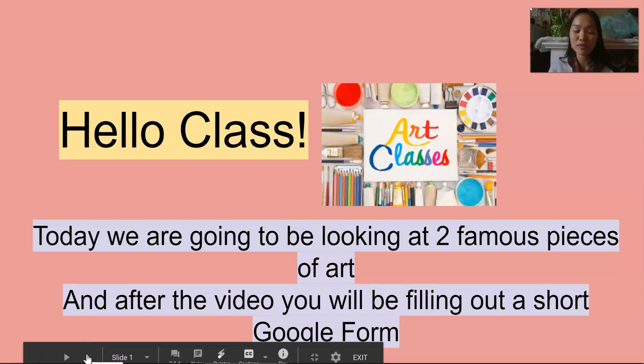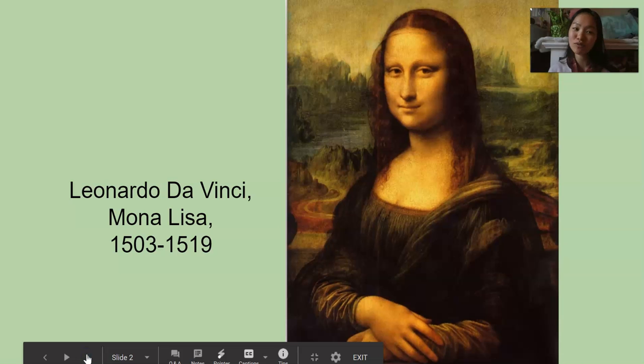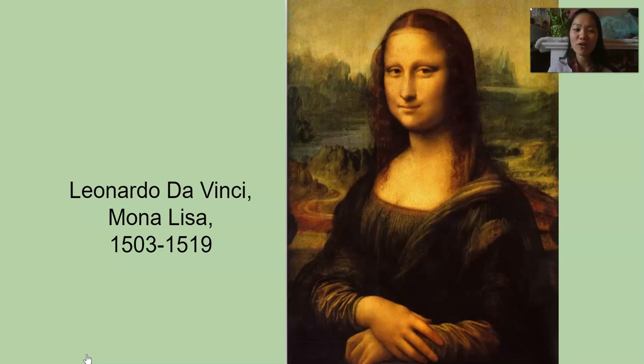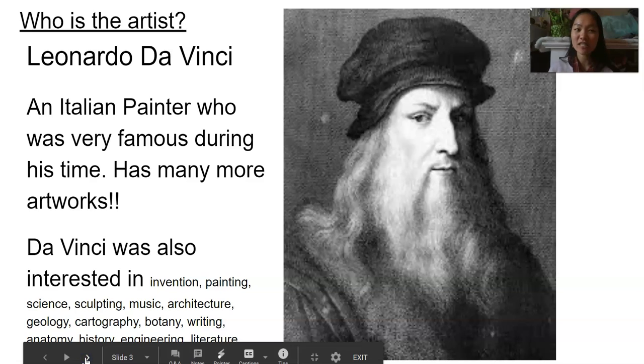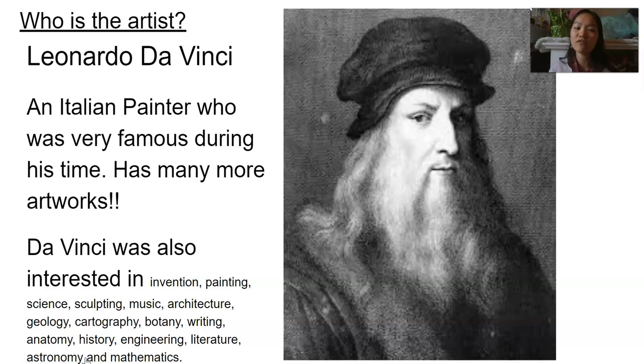The first piece that we're going to be talking about is the Mona Lisa. All right, so this Mona Lisa was made by Leonardo da Vinci in the year 1503 to 1509. They're not very sure of exactly what year. All right, this is the artist. Leonardo da Vinci was an Italian painter who was very famous during his time. He made so many artworks. And he also was very interested in inventing, painting, science, and the list goes on.